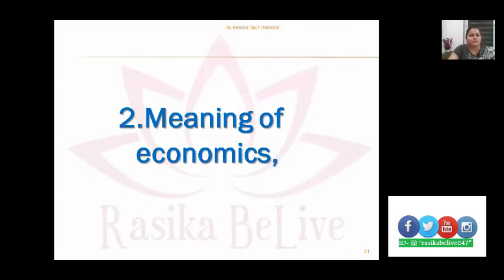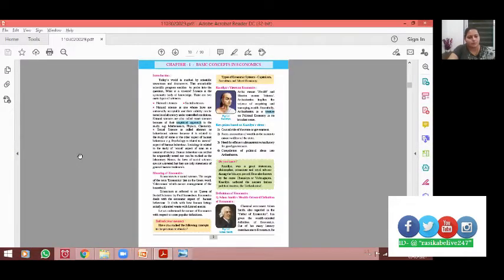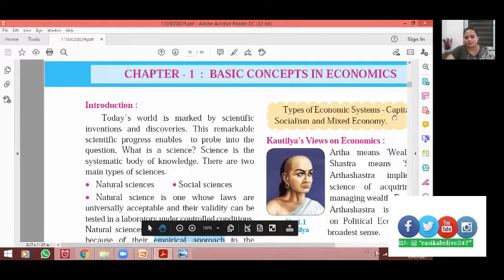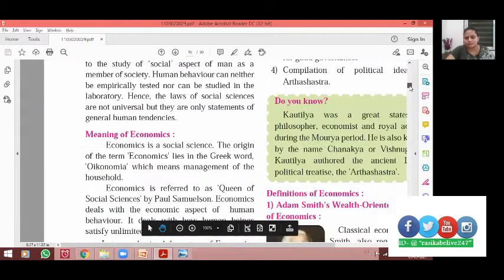When we talk about the meaning of economics, this is a very interesting part. Let's start with the text reading, which is more important. We started the text reading earlier and stopped at the meaning of economics. Let's focus a little bit more. So, meaning of economics.